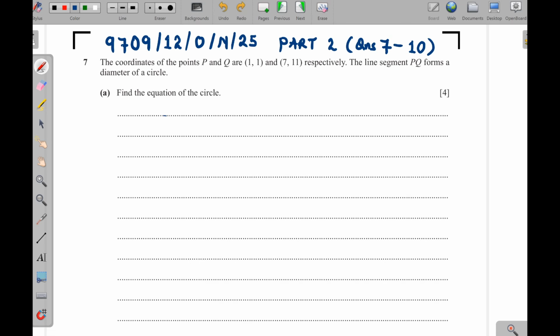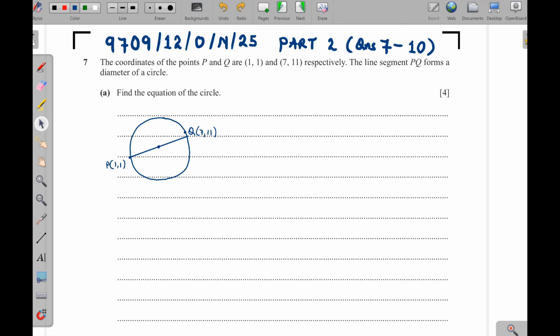Now, I'm having my circle here. Then we have (1, 1). Let me say maybe this one is (1, 1), which is our P. Then 7 is on the right of 1, and 11 is above 1. So maybe this one is going to be my Q, which is (7, 11). Now this one here is a diameter, okay? They said PQ is a diameter.